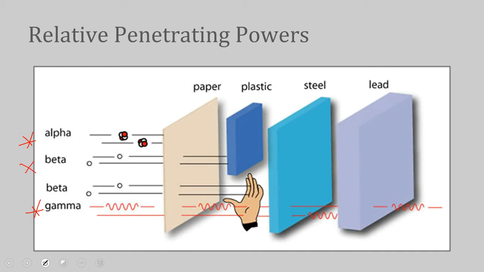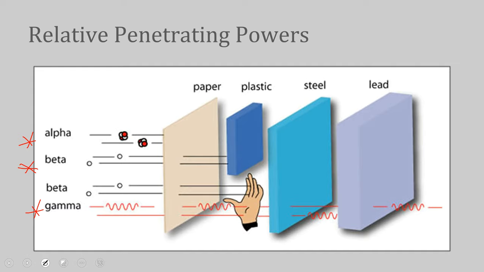Now beta, on the other hand, a little bit stronger. It can get through paper, but it's not going to get through your skin. So again, not going to really do too much damage to you. You shouldn't be worried about it too much as long as you're not exposed to it for too long. Now gamma, however, gamma is very harmful.